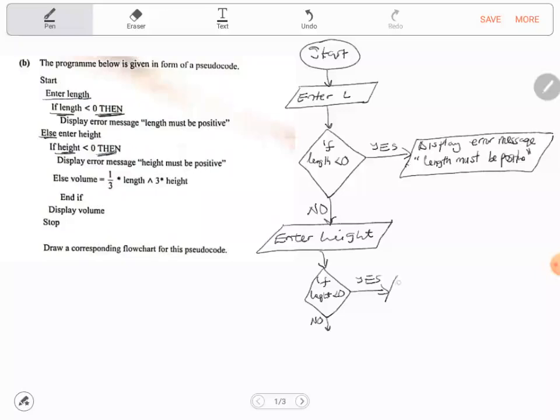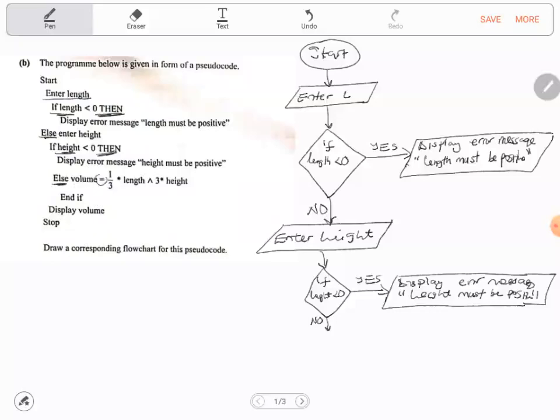So you know what to use here under display error message. So that will be our parallelogram. So we are going to say display error message. Then we say height must be positive. Else, which means no, or the other decision, volume equal to this.